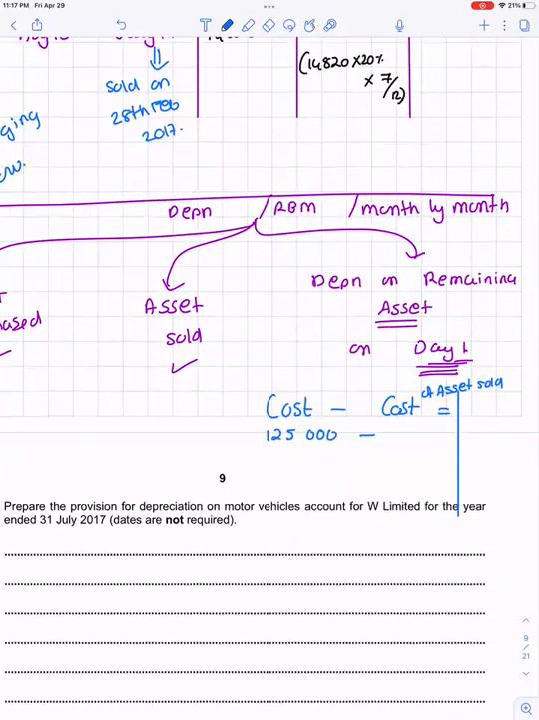So cost minus cost. This will give me my total cost of remaining assets. 105,500. Are you with me? Yes. First, let's do this.